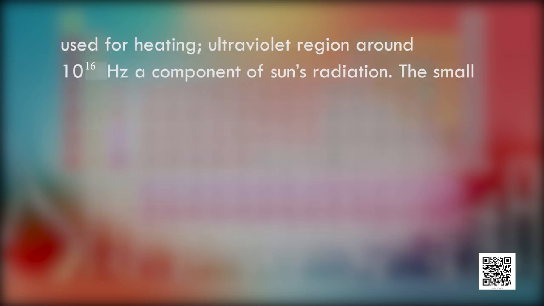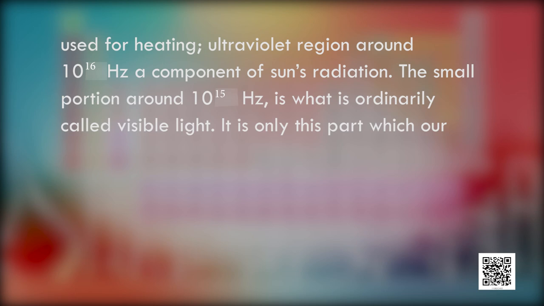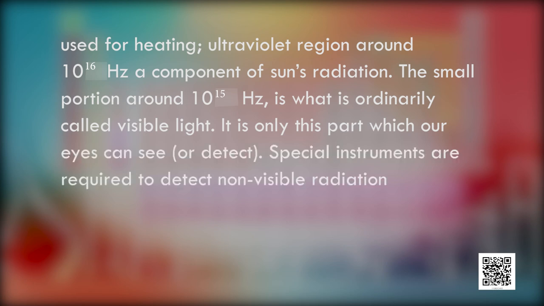The ultraviolet region is around 10 raised to the power 16 hertz, a component of the sun's radiation. The small portion around 10 raised to the power 15 hertz is what is ordinarily called visible light. So, the visible region is only that small part of approximately 10 raised to the power 15 hertz. It is only this part which our eyes can see or detect. Special instruments are required to detect the non-visible radiation, that is the infrared and the ultraviolet, and beyond that.